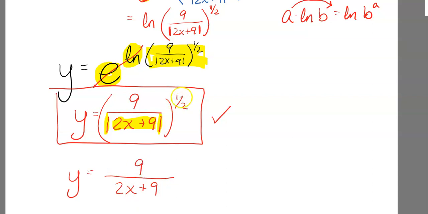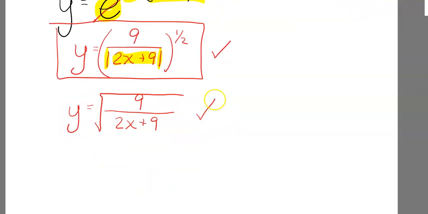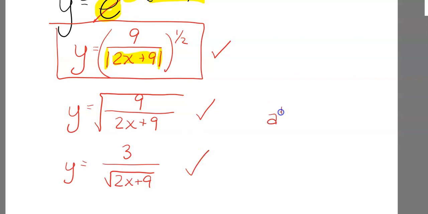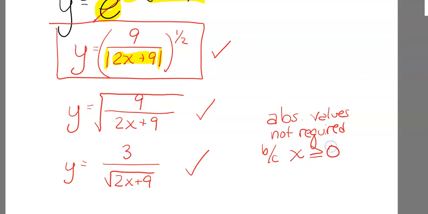Another thing I can do, instead of an exponent of 1/2, I can throw that all underneath a square root. That's fine as well. Or I could split up the square root. Square root of 9, principal square root of 9 is 3, and then square root 2x plus 9. That's fine as well. Here again, absolute values not needed, not required, but they're okay. Because they told me already that x wasn't negative, so 2x plus 9 is definitely not negative. The absolute values don't do anything.